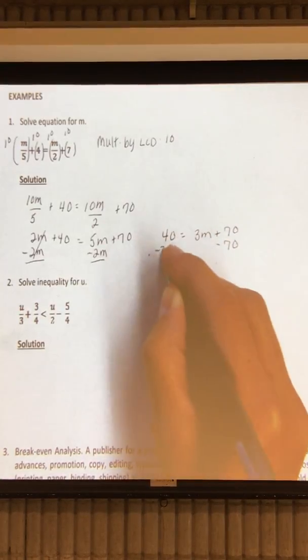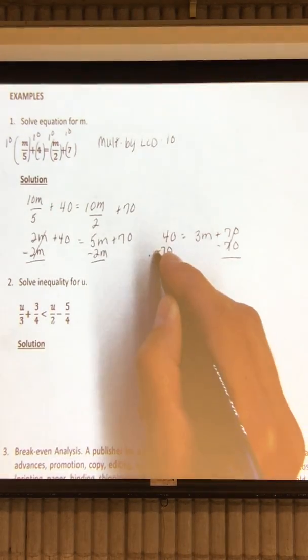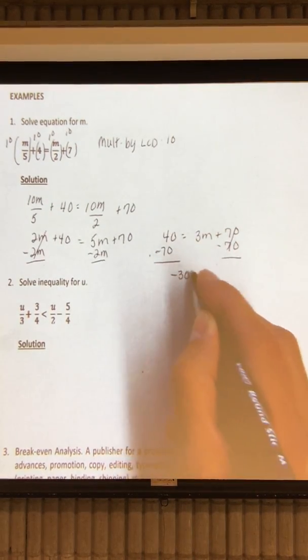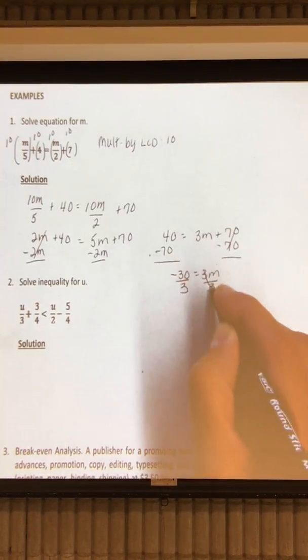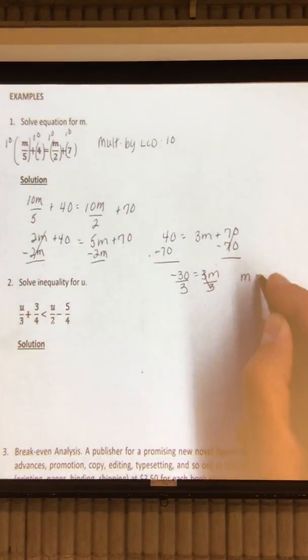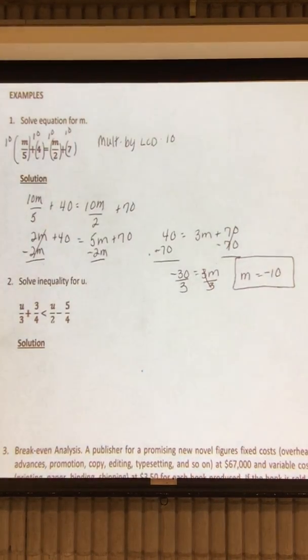Subtract 70 from both sides. 40 minus 70 is negative 30 is equal to 3m. Divide by 3, so we're left with m is equal to negative 10. And that is your solution.